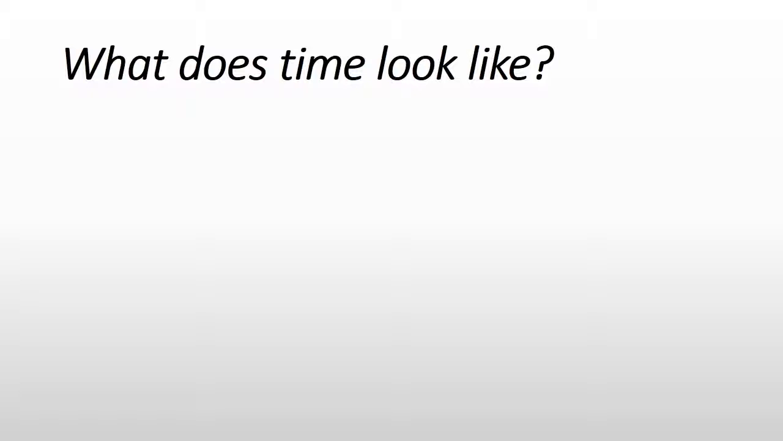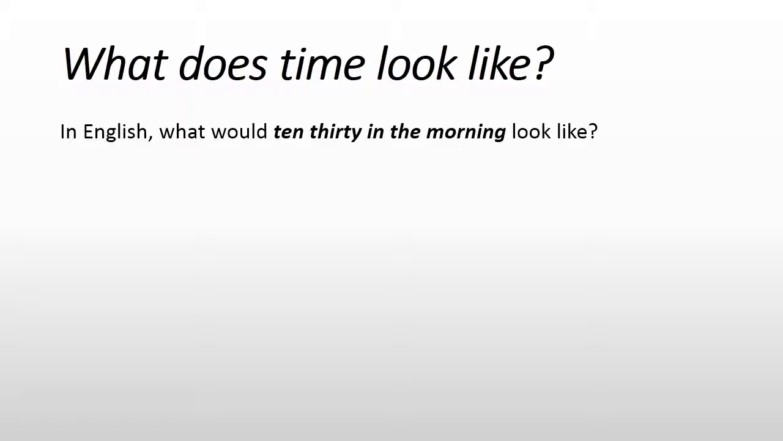So moving into time, what does time actually look like? In English, if I were going to write out 10:30 in the morning in numeral form with the digits, what would it look like? So if you notice, we have the hour here, which is 10. We have the minutes over here, which is 30. Separating the two of them are those two dots. And then to make sure that we know it's the morning, we're going to put that AM next to it.